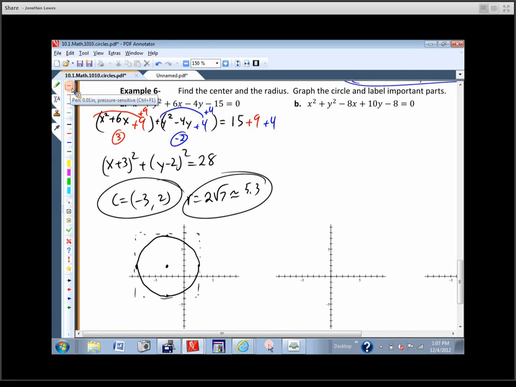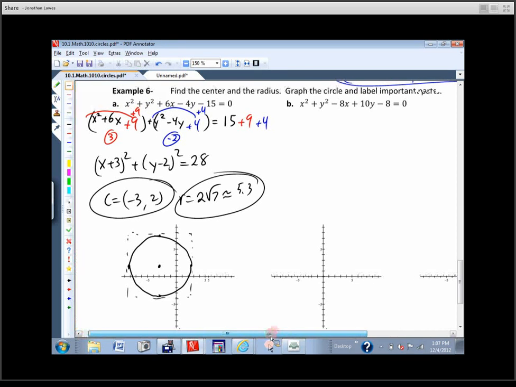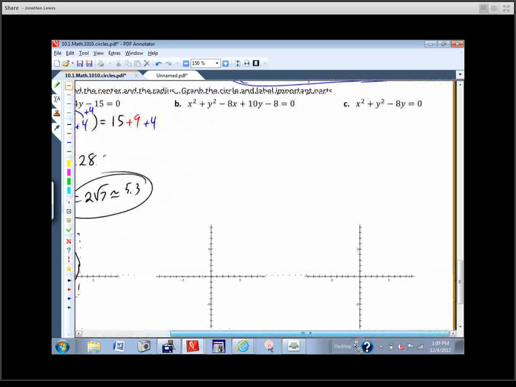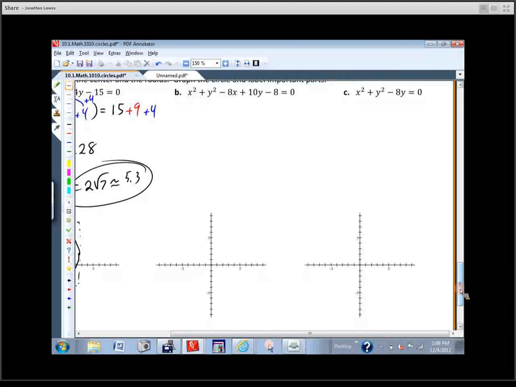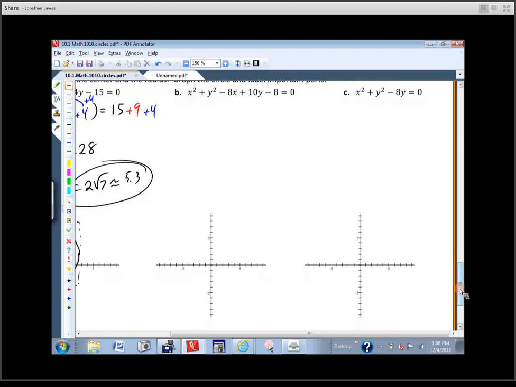Let's make sure we're all on the same page. I'm going to collect the x's together, collect the y's together, and move any constants to the other side. So that's going to be an 8. So everything that's there was there to begin with.